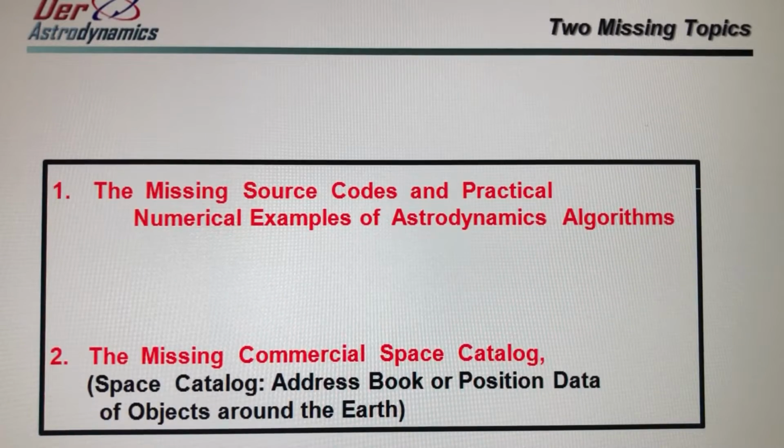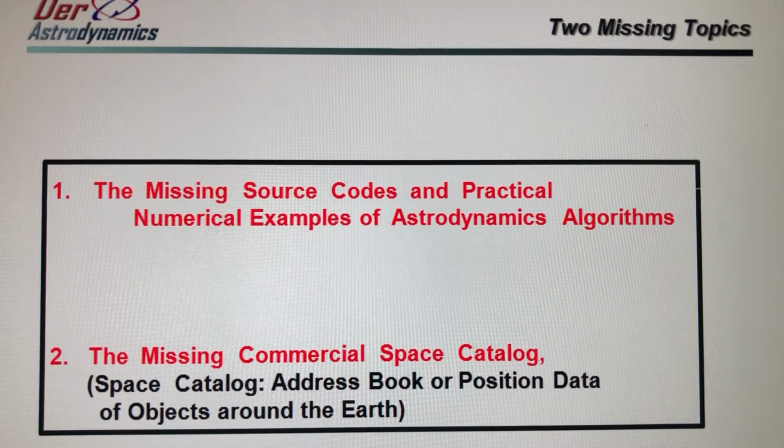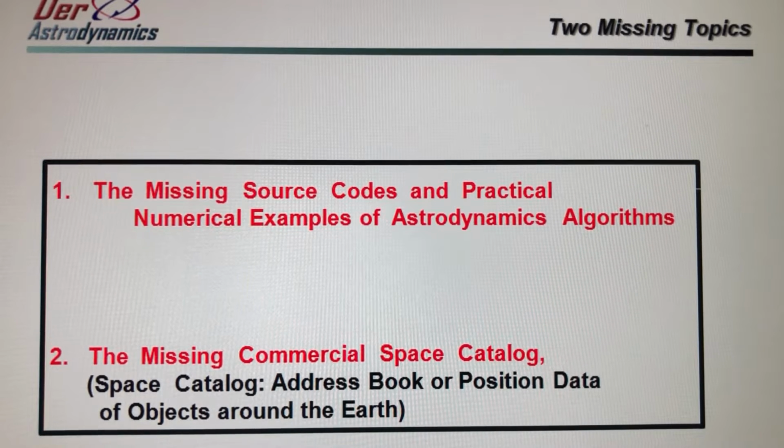This video is to address two important missing topics of astrodynamics. First, the missing source codes and practical numerical examples of astrodynamics algorithms. Second, the missing commercial space catalog. A space catalog is the address book or position data of objects around the Earth.